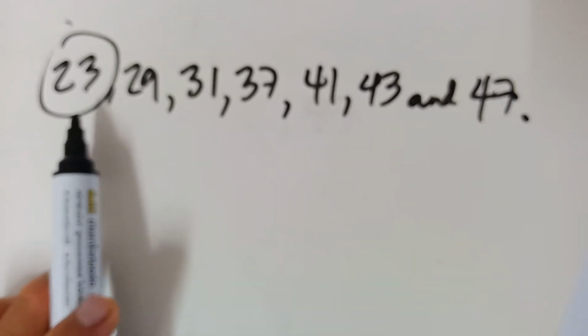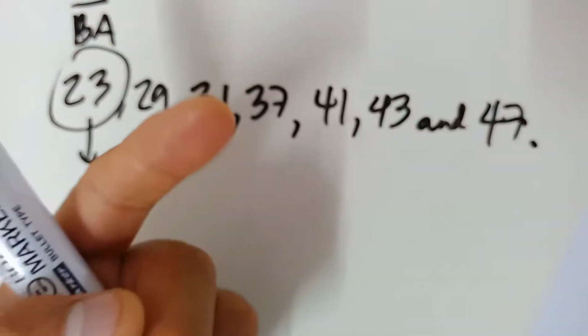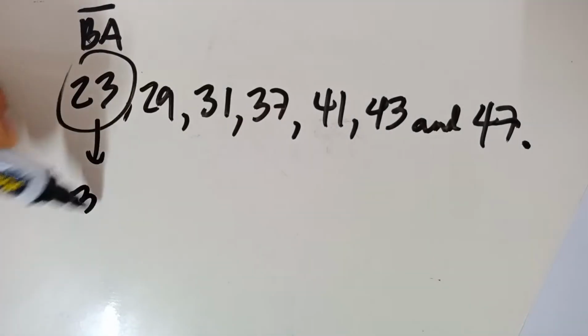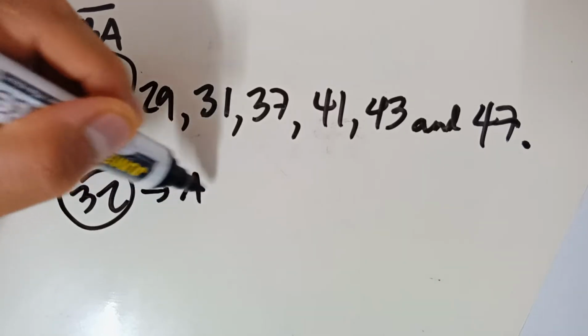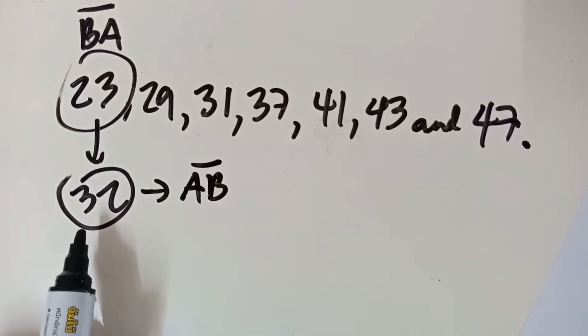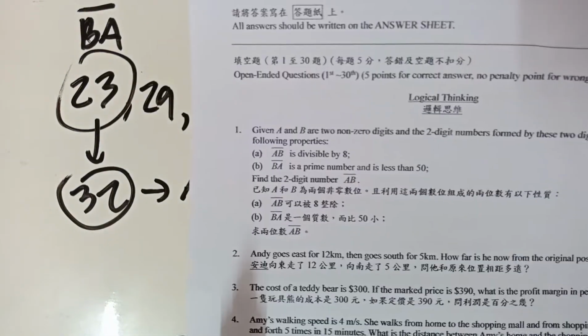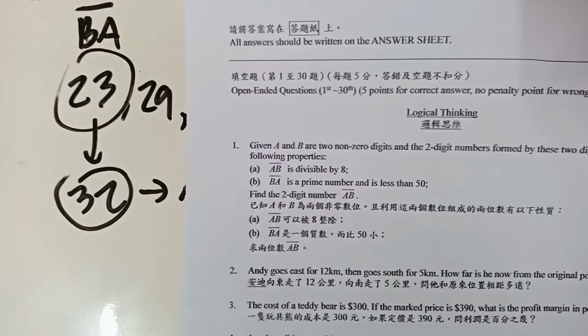Because if this is our BA, our AB will be 32. Okay? And 32 is exactly divisible by 8. So this is the answer. The answer, or the 2-digit number AB, is 32.